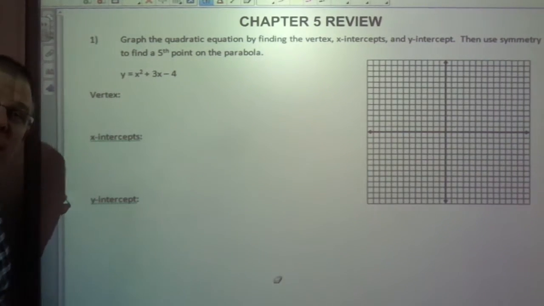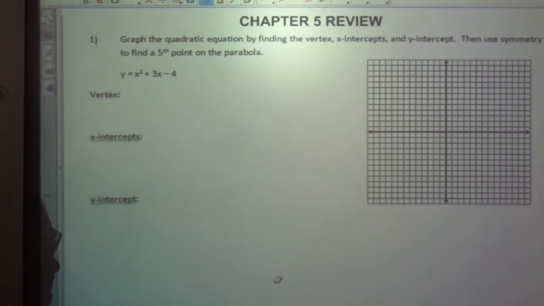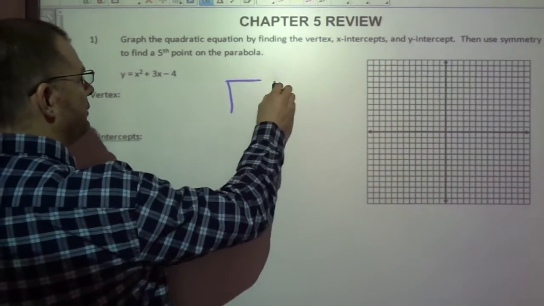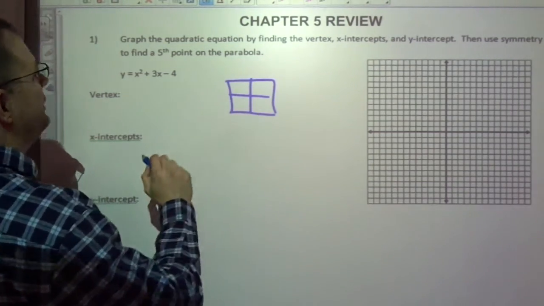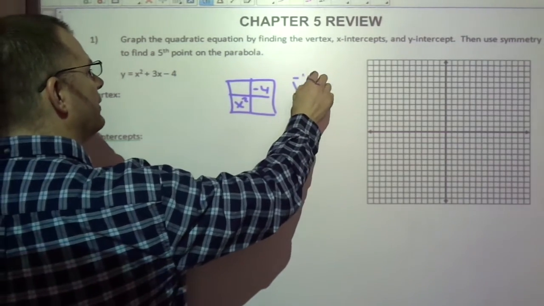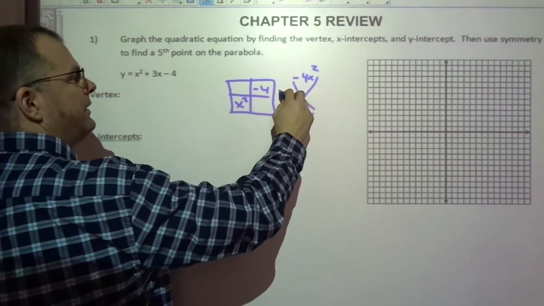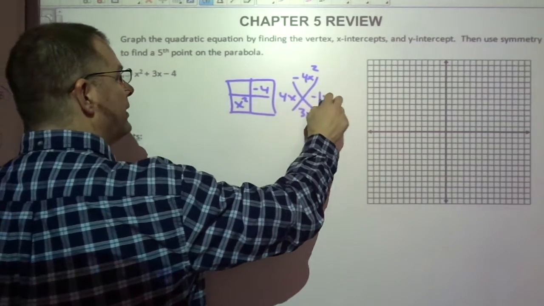First thing to do here is to find the x-intercepts. We have multiple ways of doing this: factoring, completing the square, or quadratic formula. For this one I would choose factoring. So let's set this up and say we're looking for things that multiply to be negative 4x squared that add up to be 3x. And that's going to be 4x and negative 1x.